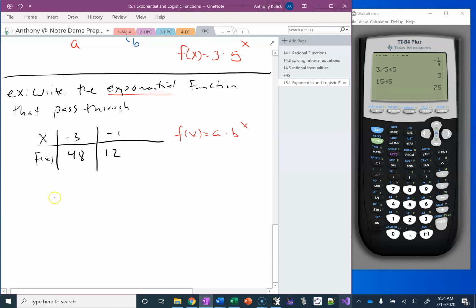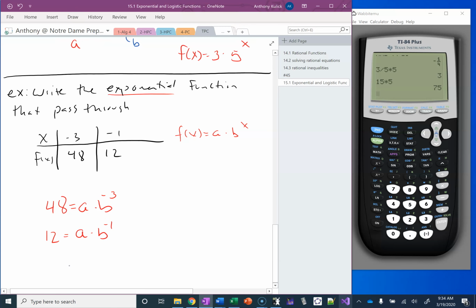So what I'm going to do is write a system of two equations. So I know my value for f of x is 48, and my value for x is -3. So if I plug those in, I get one equation that says 48 is equal to a times b to the -3rd. And if I do the same thing for the second set of points, I get the equation 12 is equal to a times b to the -1.